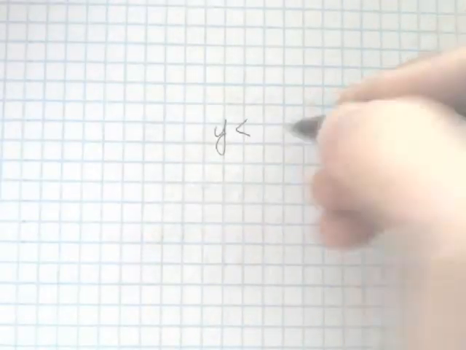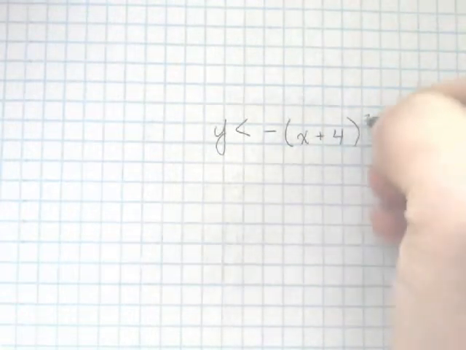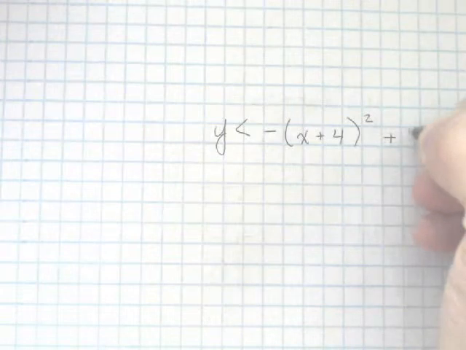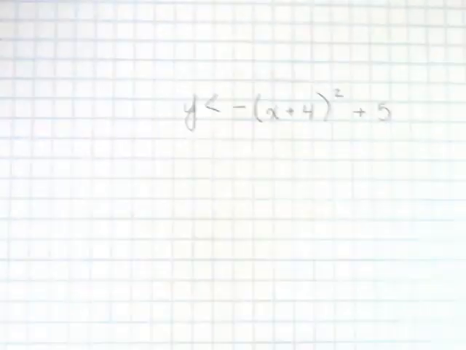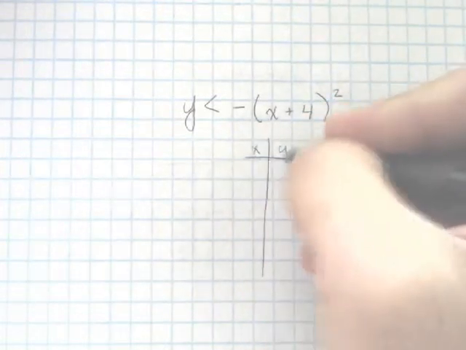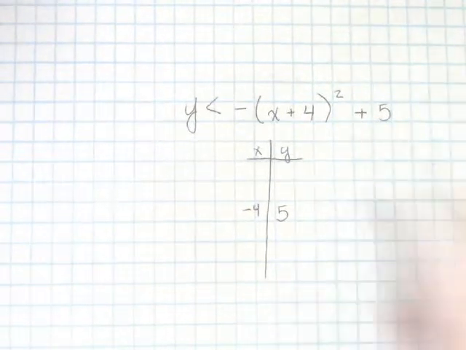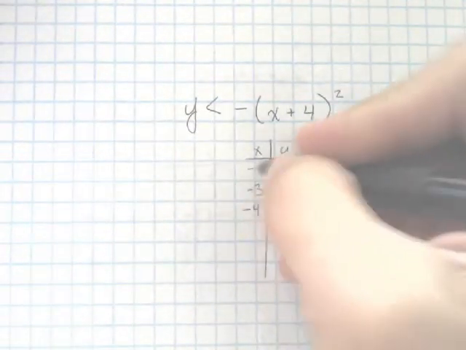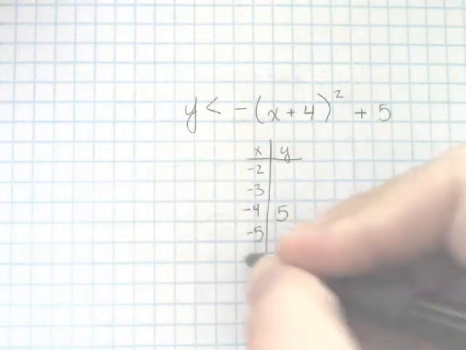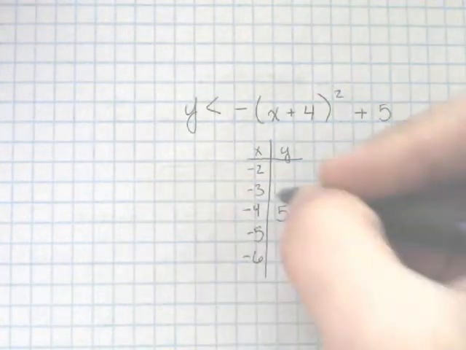Now in this example, just to change things up again, I'm going to make it in vertex form. So y is less than negative x plus 4 squared plus 5. Okay, it's in vertex form, actually much easier, because just by looking at the equation, I know my vertex is negative 4, 5. I'll pick some other points around negative 4, just like I normally do. I will plug them into my calculator to find out what the y's are.